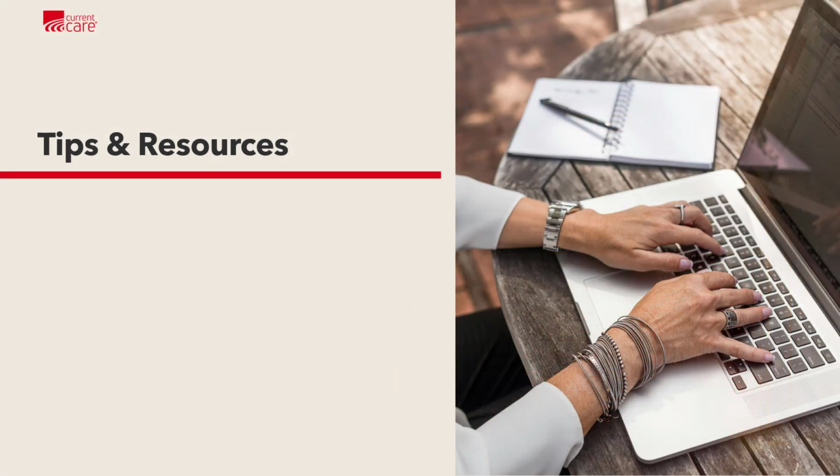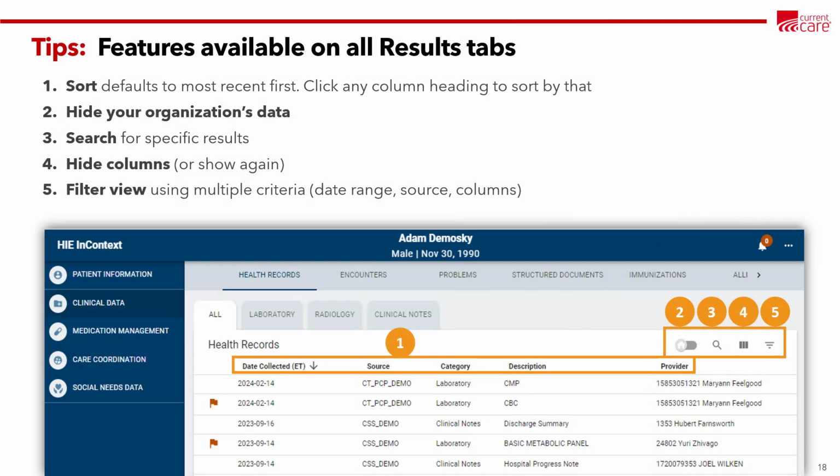Here are a few more tips and resources. We've touched on some of these above, but these features are available on all the results tabs: sorting, hiding data from your organization, searching for specific results, hiding columns or showing them again, and filtering the view.